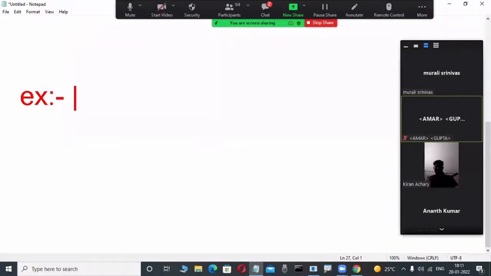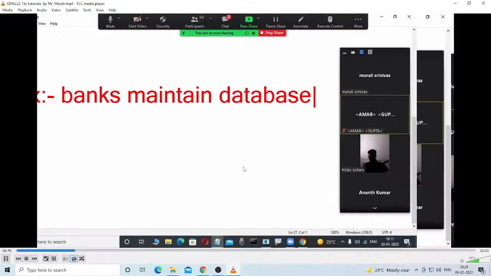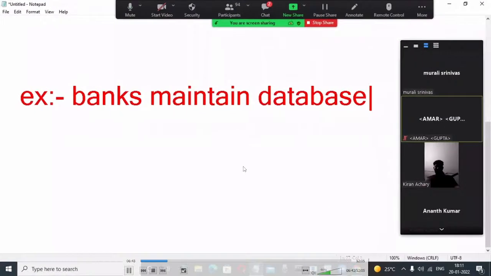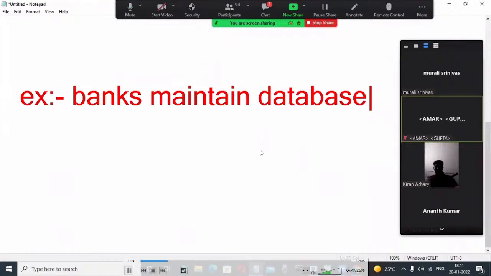Take a bank. Banks maintain databases. Observe here, what is the purpose? What do they store in the database? Suppose account holders deposit some amount. You also deposit some amount. Your details, your name, address, phone number, your balance, your account number, these details are important to store permanently. That's why when account holders or customers deposit some amount, they want to store those details permanently.